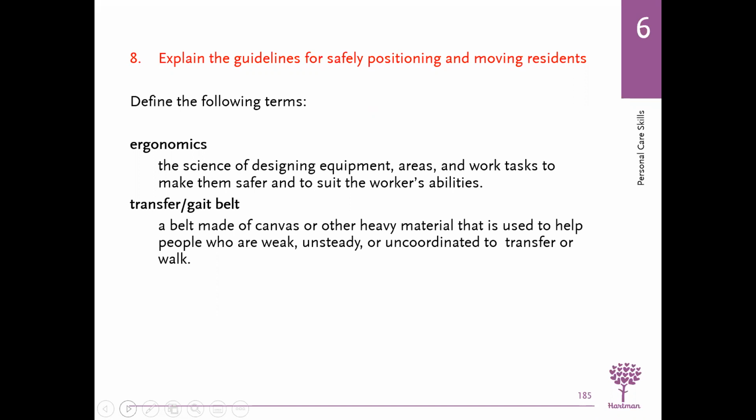A transfer belt is a safety device used to transfer residents who are weak, unsteady, or uncoordinated. It is also called a gait belt when it is used to help residents walk. The belt is made of canvas or other heavy material. We have examples of this in class.